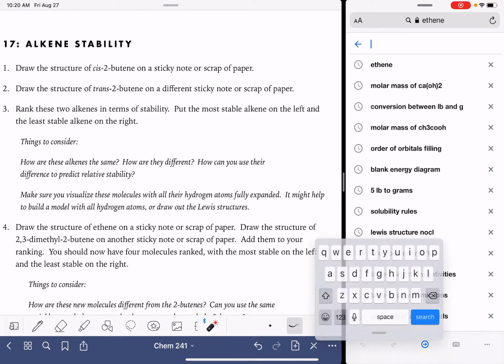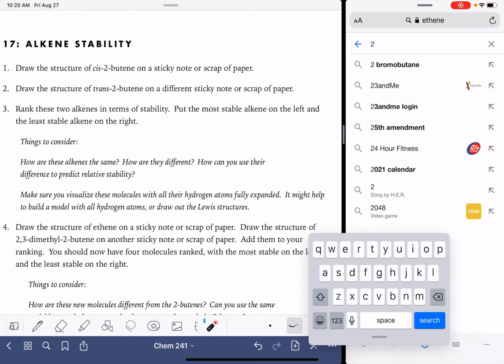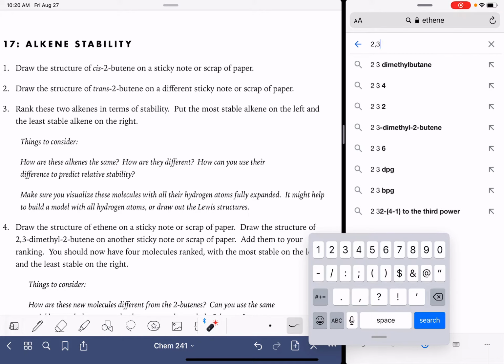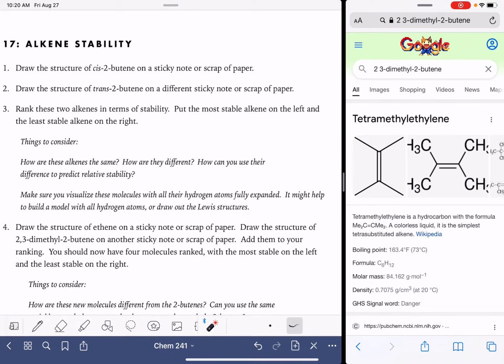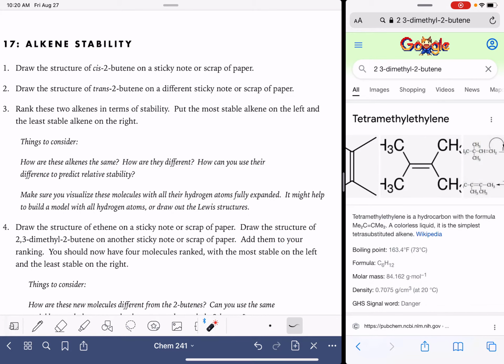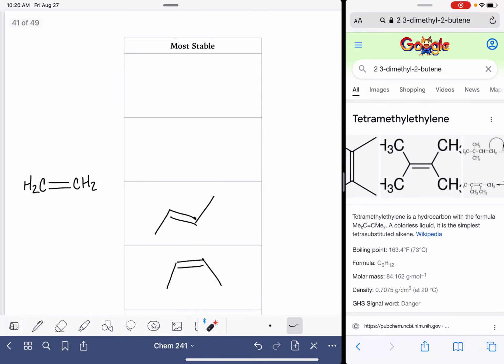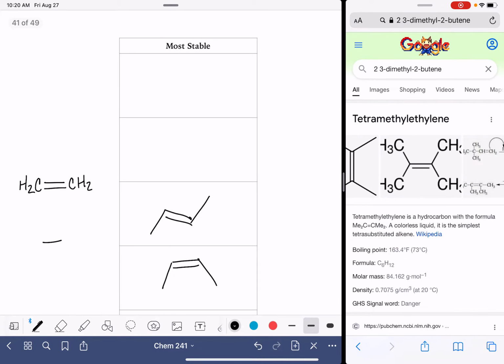So let's look that up. Thankfully, a lot of these are really common molecules. So just by typing 2,3-dimethyl, you can see that 2,3-dimethyl-2-butene is one of the most commonly searched things. So we can pull that guy up, and we can see that's an alkene. We'll draw this guy that has methyl groups, 4 methyl groups on the double bond.